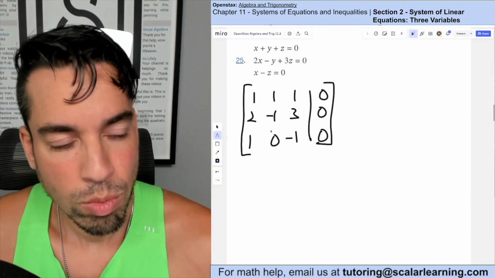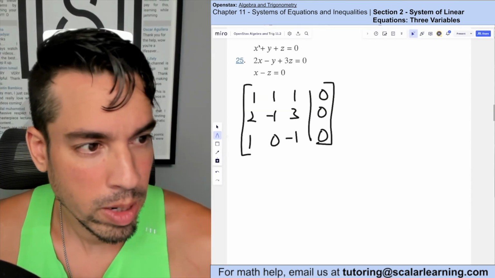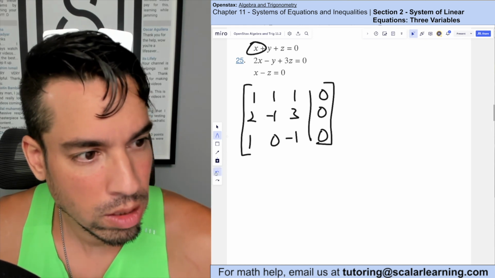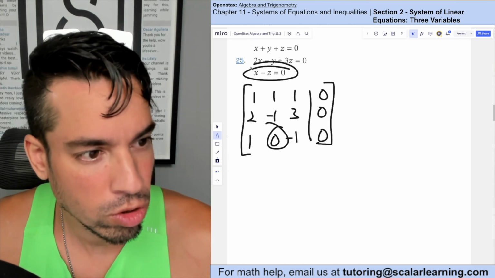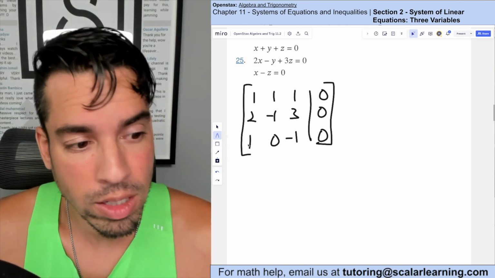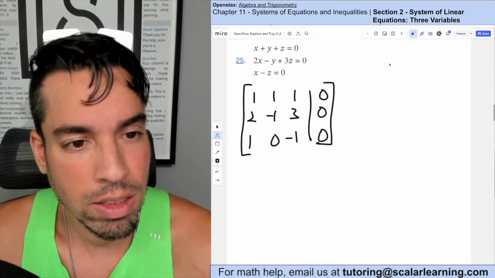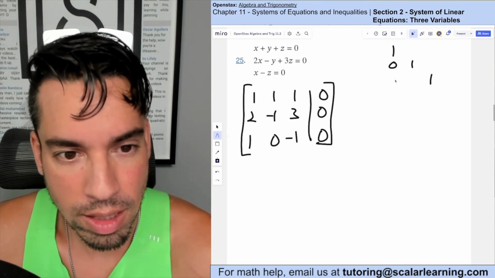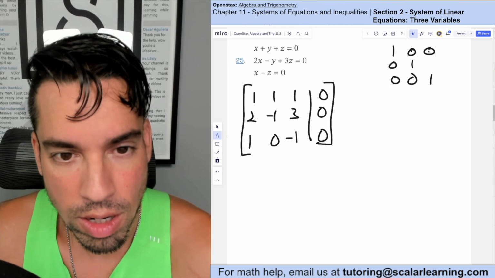Done. So this one, we're starting with this in matrix format. All the coefficients are here, like so. And the reason why I have 0 here is because there's no y in that one. So it theoretically has 0 times y, 0 is the coefficient. Okay, now let's get this to that nice matrix identity where we have ones like that, and then zeros filled out as so.